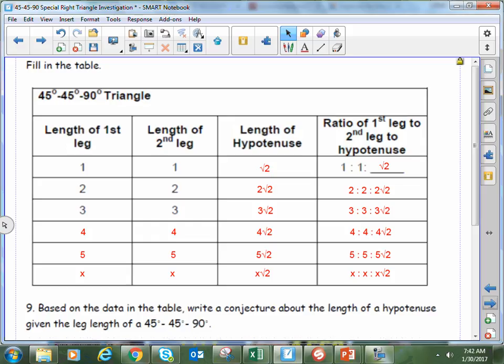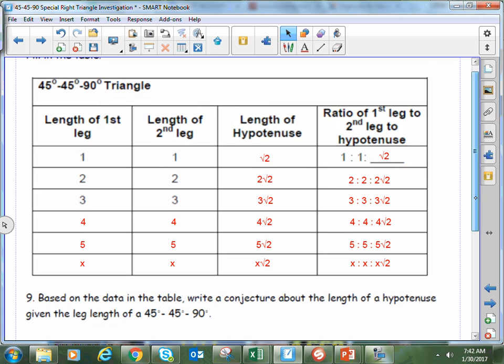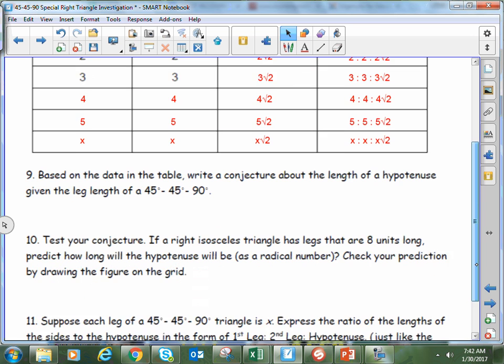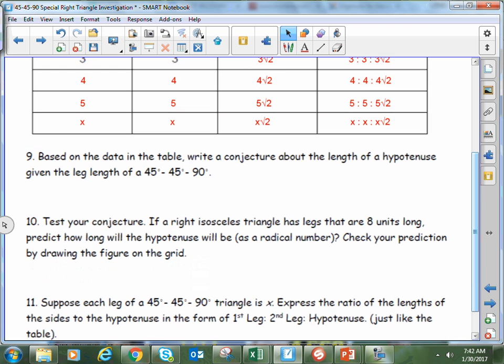Now some of you may have left the bottom row as 6, which is fine. A lot of students have a tendency to do that. But I left it as X simply because I'm looking to see how I could establish a pattern to use for any right isosceles triangle. So instead of plugging in just another number, 6, I'm saying X. Now, I want to be super clear on this part. This part, number 9, is the meat and potatoes of the lesson here.